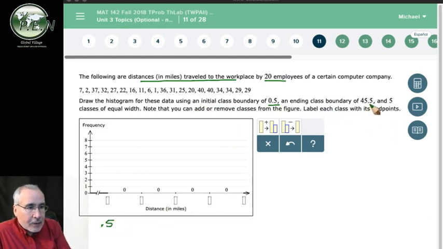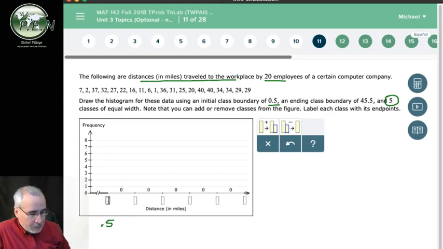Ending class boundary of 45.5, and they want 5 classes of equal width. Before I just put in 45.5, let's see: 1, 2, 3, 4. They only gave us 4 classes, but they want 5 classes. So the first thing I need to do is use this tool to add an extra class. Did that work? There we go. 1, 2, 3, 4, 5. So now I've got 5 of them. I can put 0.5 here, and then I can put 45.5, because we know the last class boundary will be 45.5.